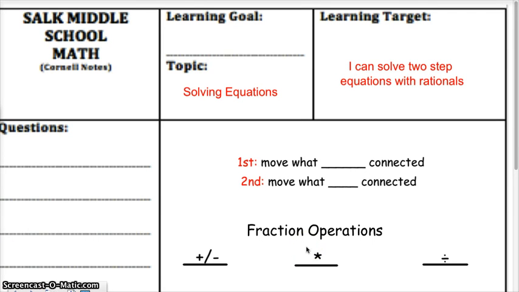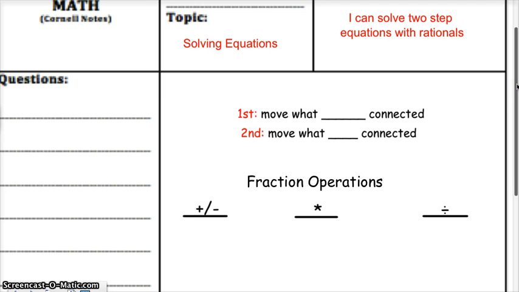To solve two-step equations with rationals. Rationals means a fraction or a decimal. A rational is any number that can be written as a quotient, a over b, such that a and b are integers. Okay, so you're going to solve two-steppers today.